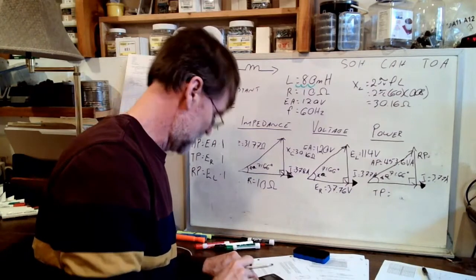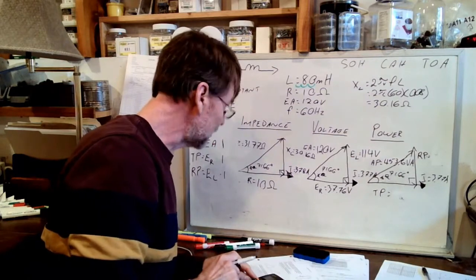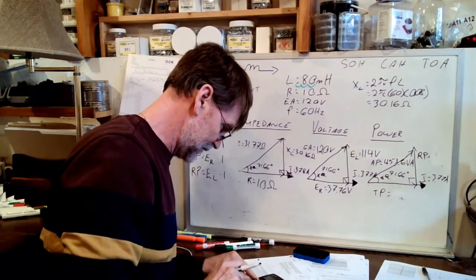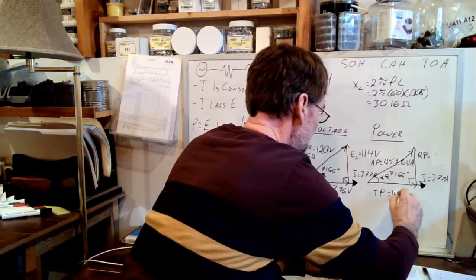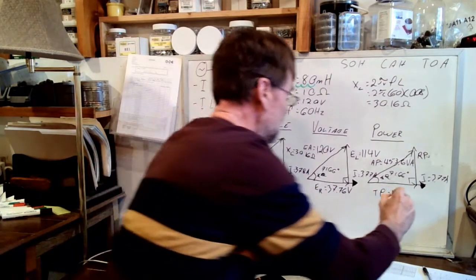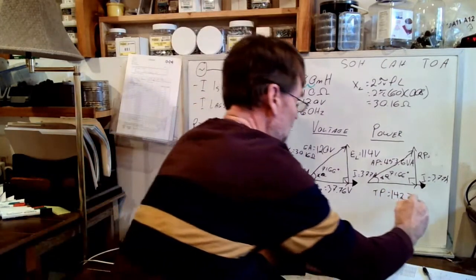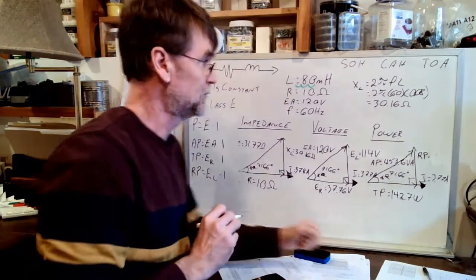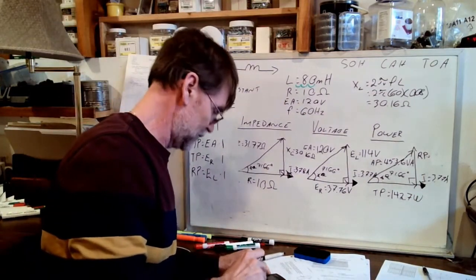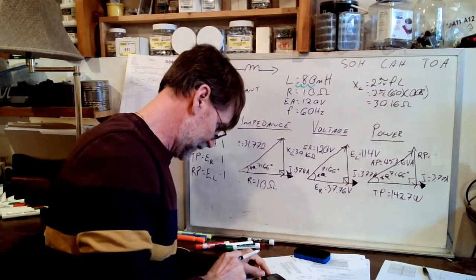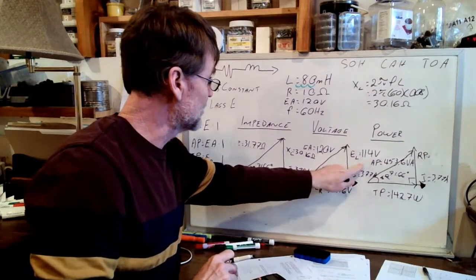Next is the true power. 3.78 amps times 37.76 volts is 142.76, 142.7. And what's the units for true power? Watts. And the third time, reactive power is equal to 3.78 amps times, where is it? Right here, EL.